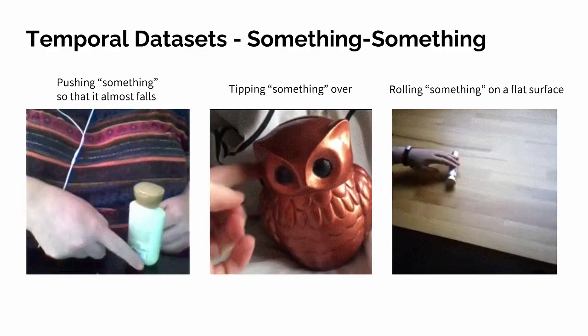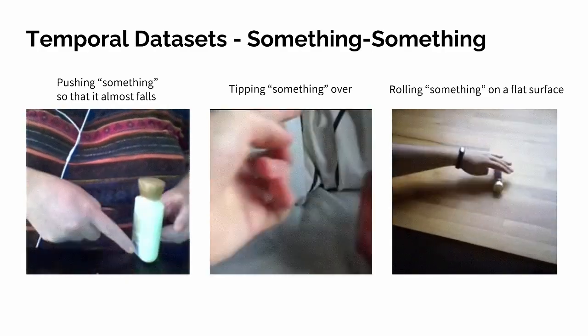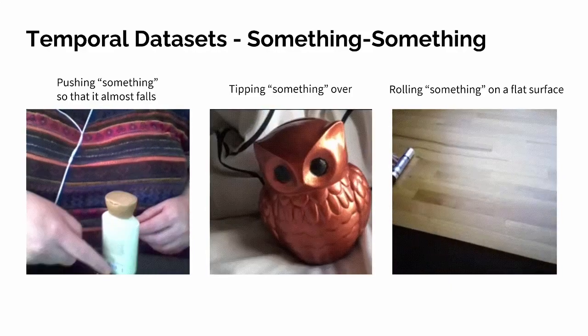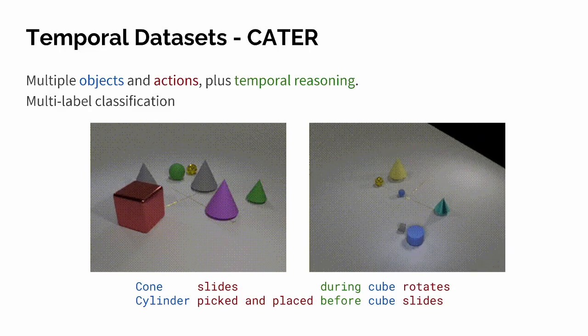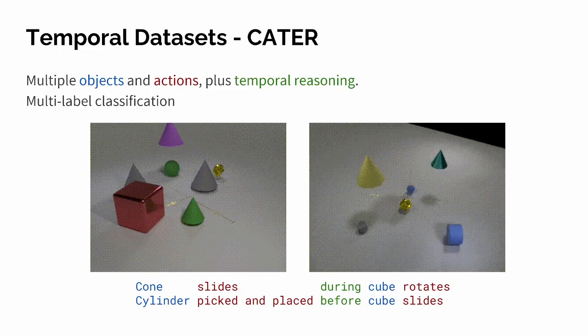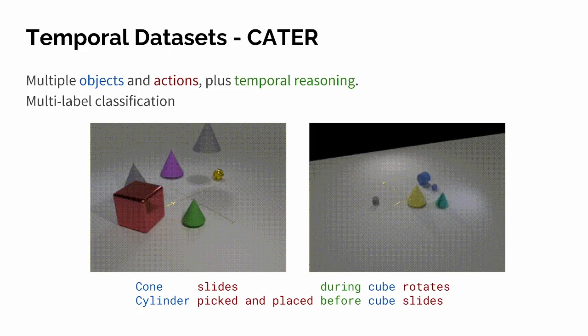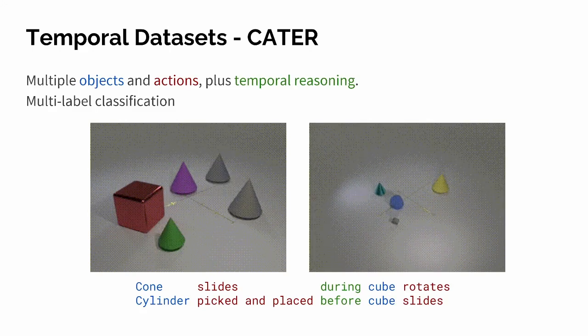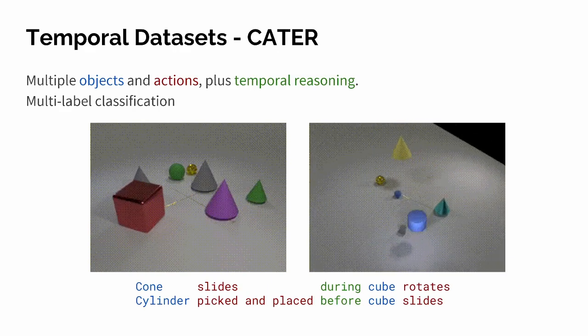You can see that the labels focus more on the action than the object and the scene. Another dataset is called CATER. This is challenging because it involves multiple objects and their actions, plus the temporal ordering of every pair of actions in the video. The K2 dataset comes with a static and a camera motion version.